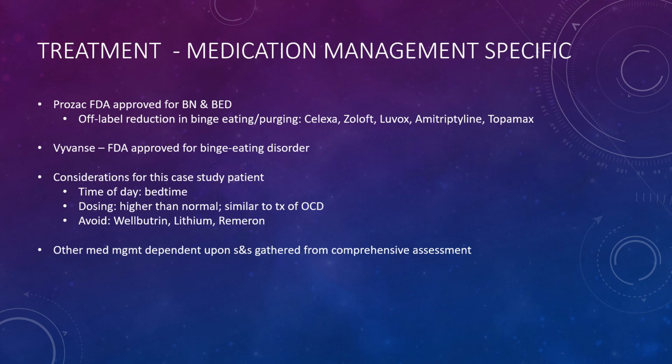Considerations specific to this case study: the time of day for a patient with bulimia nervosa that you want them to be taking their Prozac would be at bedtime, or their antidepressant or any associated psychotropics or medications, honestly. You want it at bedtime because you don't want absorption to be interfered with by their purging behaviors. The dosing would be higher than normal, follow the treatment guidelines for OCD potentially. And then specific to this patient, you want to avoid Wellbutrin, lithium, and Remeron. Other medication management would depend upon your associated assessments, and that would guide any adjunctives from that point forward.